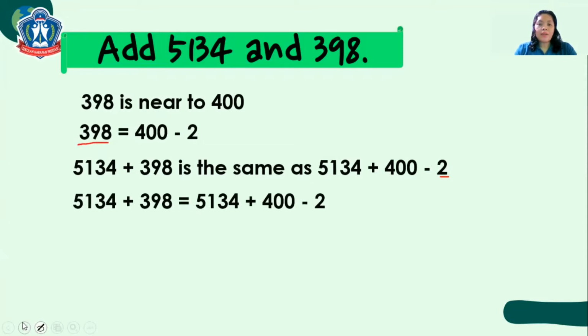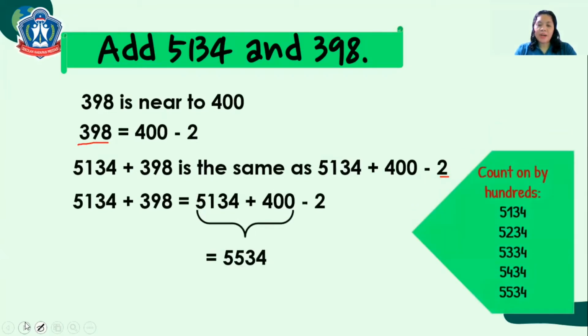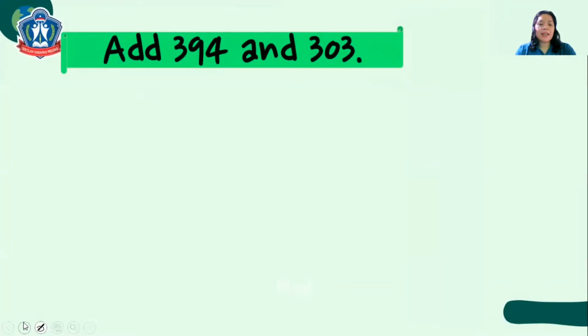So 5,134 plus 400 is equal to 5,534. So it's easier to add by hundreds. Then let's subtract 2. And the answer is 5,532. So 5,134 plus 398 is equal to 5,532.